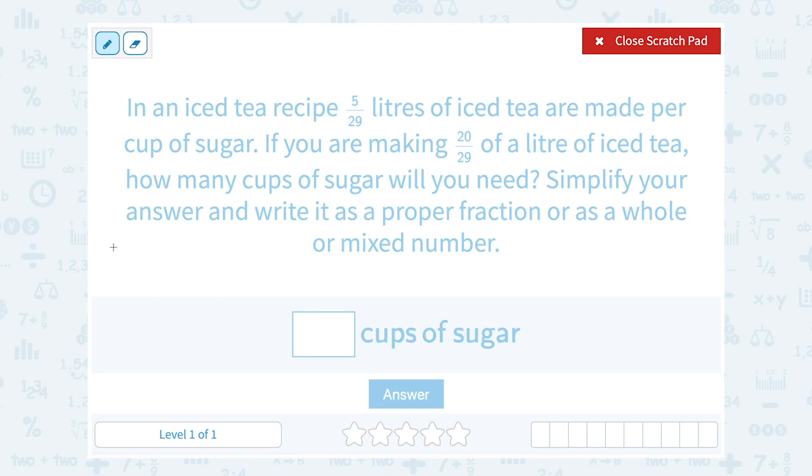Okay, well, we would need to divide here because if we're making 20/29 of a liter, we would need to divide that by how many liters are made for each cup of sugar, which we know is 5/29. Okay, and when you're dividing two fractions, remember the rule is to multiply by the reciprocal.